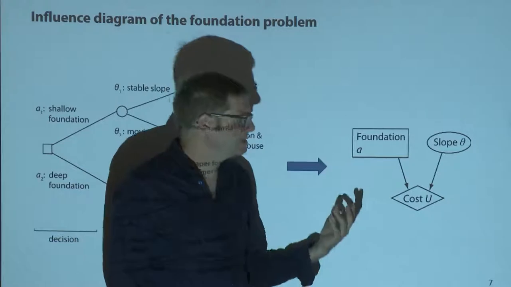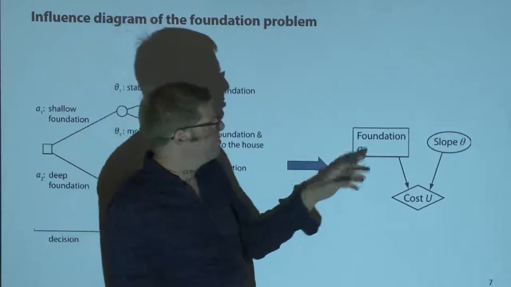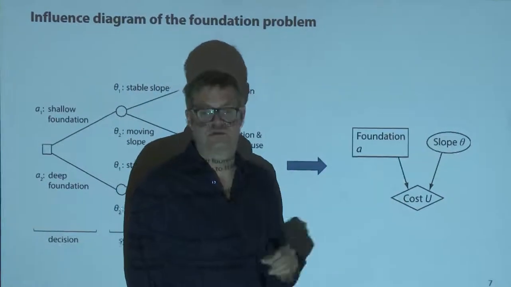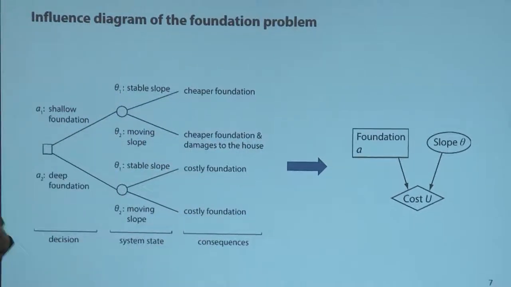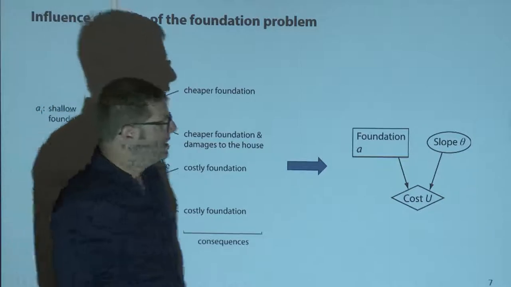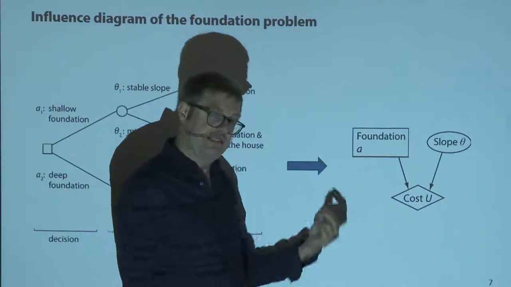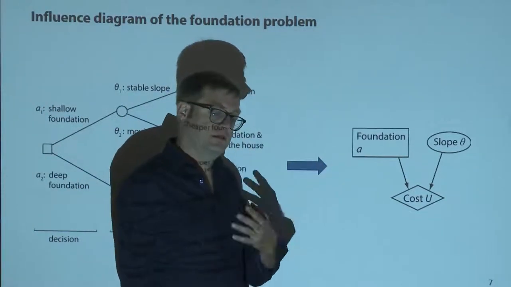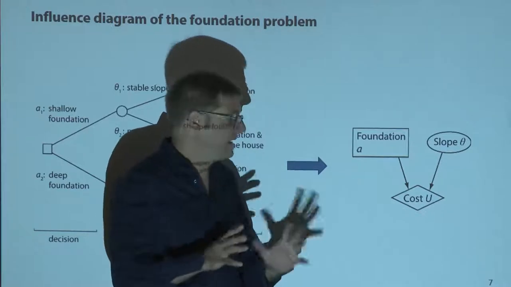In a more general case, however, there could be a link from a decision to a random variable. So for example, if the action would be to stabilize the slope, then there would be a link from the action to the slope. So the links are, in the same way as in Bayesian networks, the important thing that gives how things are dependent.